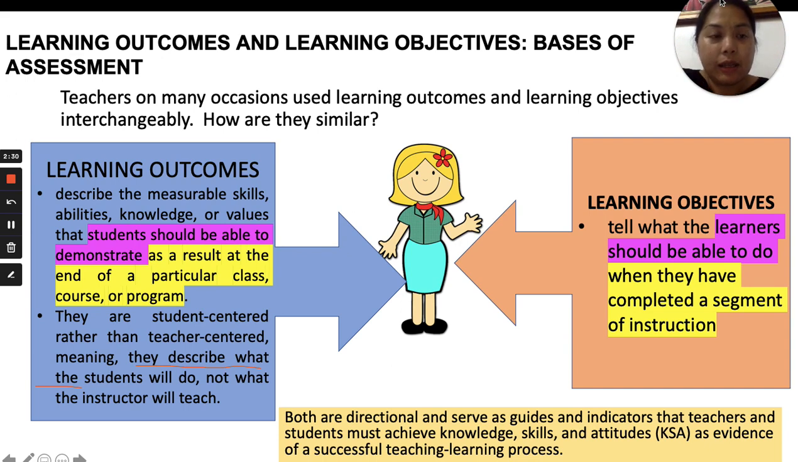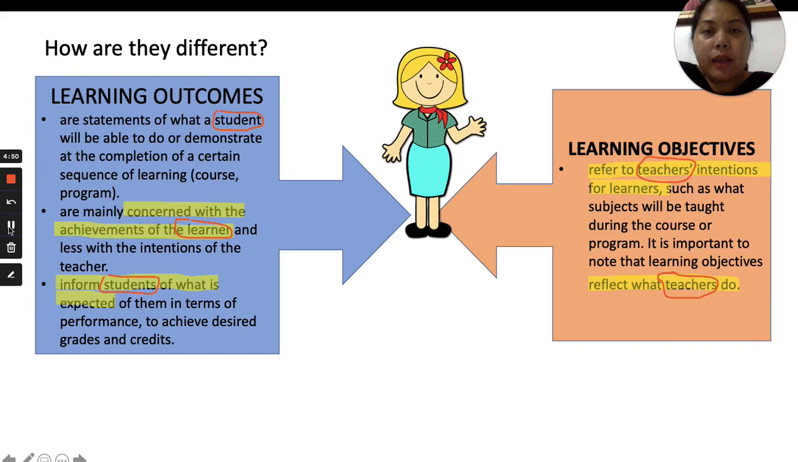Similarly, learning objectives tell what the learner should be able to do when they have completed a segment of instruction. As you can see, both are directional and serve as guides and indicators that teachers and students must achieve knowledge, skills, and attitudes, or KSA, as evidence of a successful teaching and learning process. Now the question is, how are they different?